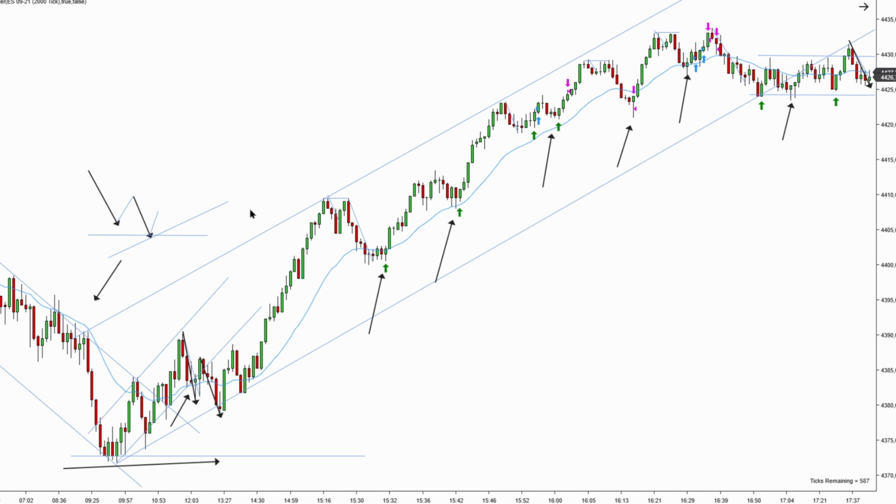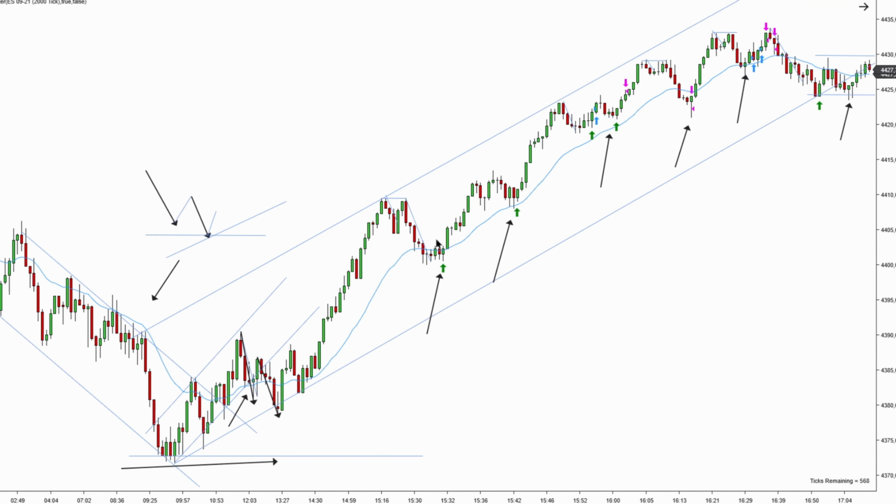Key entry points, two-legged pullback right here. That's the high probability setup, and you don't need to chase the market, buy highs. Don't worry about the highs. Always focus once the price comes to you. That's where the magic happens. You just stalk the proper setups. You don't chase the setups.